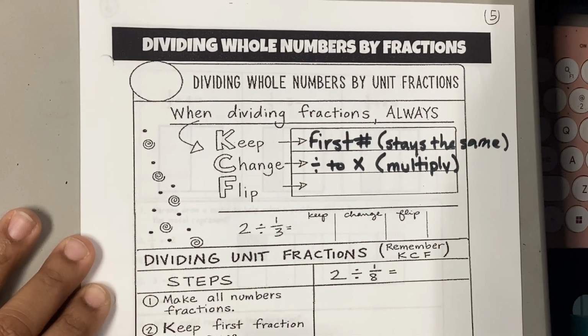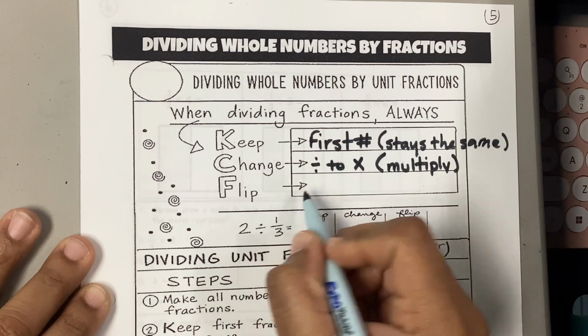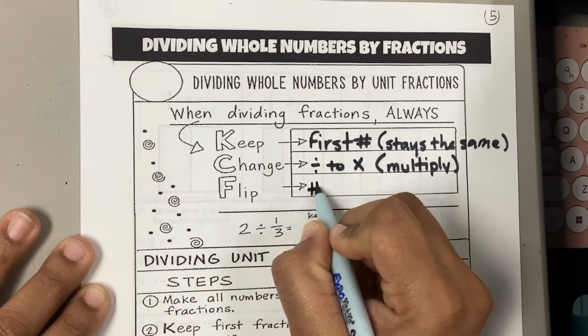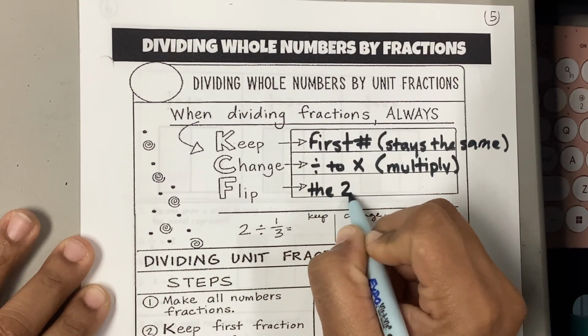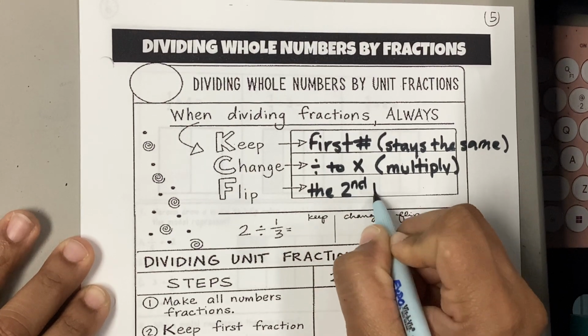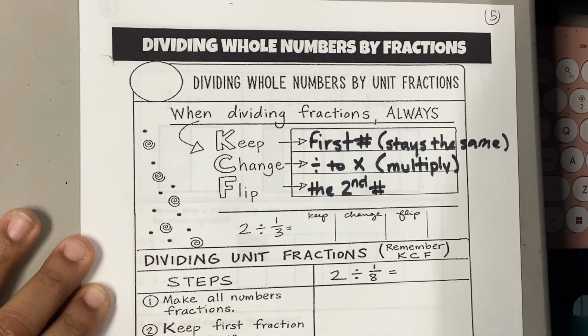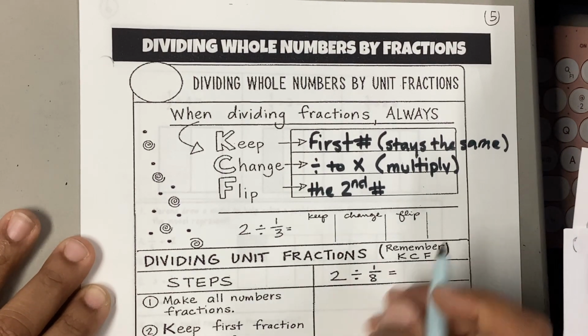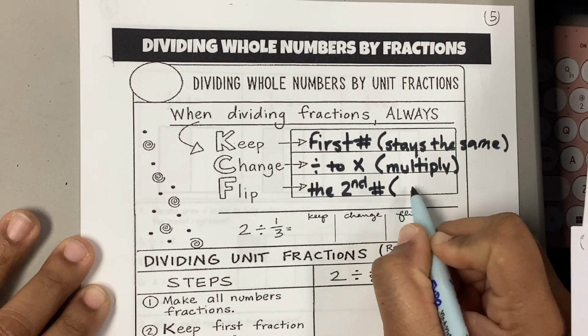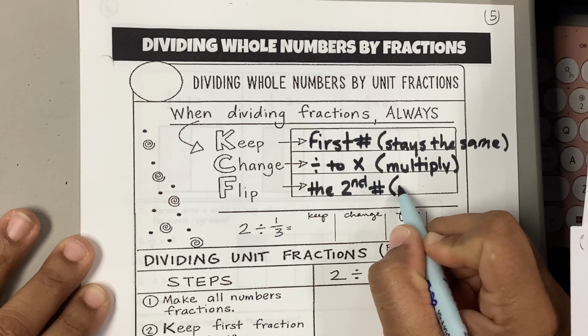Lastly, third, we're going to flip the second number, so that means we're going to be doing the reciprocal. So reciprocal just is another way of saying we flip it.